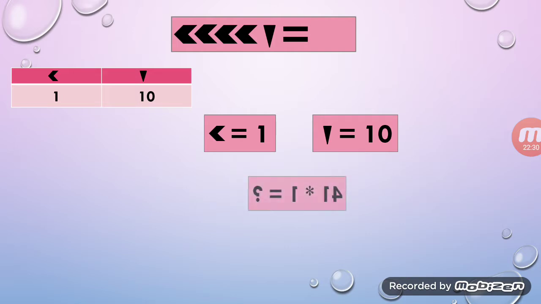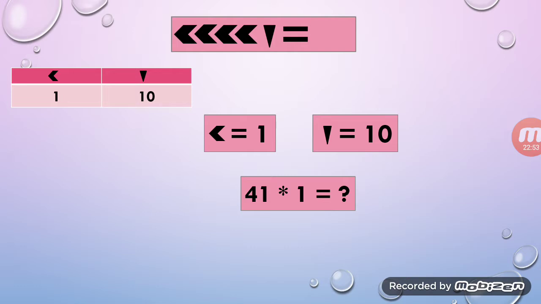Moving forward, we can see the number 41 times 1. Now that's because we're going to multiply the numbers 4 and 10 to get 40.